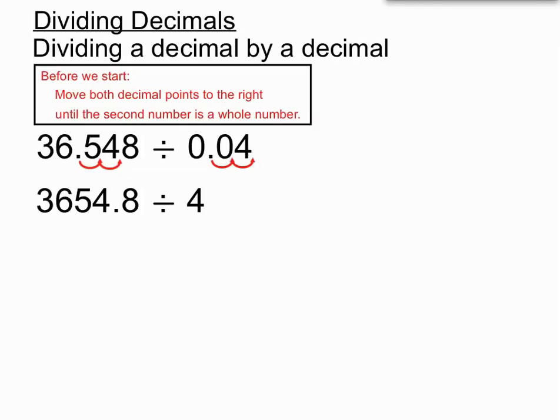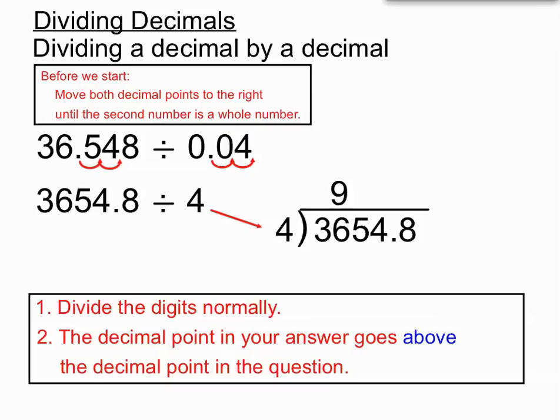So once we've adjusted that to become a decimal being divided by a whole number, we're just doing it in a very similar way to what we did in the previous example. 4 is dividing into that. Now 4 into 3 doesn't go, but 4 into 36 goes 9 times. I've just got the rule on our screen there just to help you remember what we did in the previous one. The first step was to divide the digits normally, so that's what we're doing now. 4 into 36 goes 9 times.